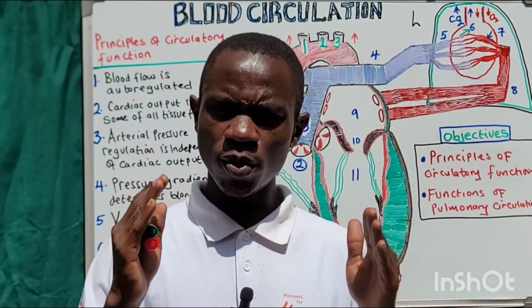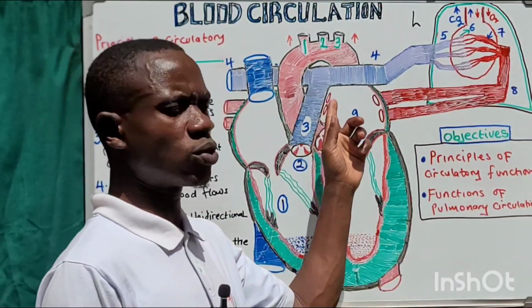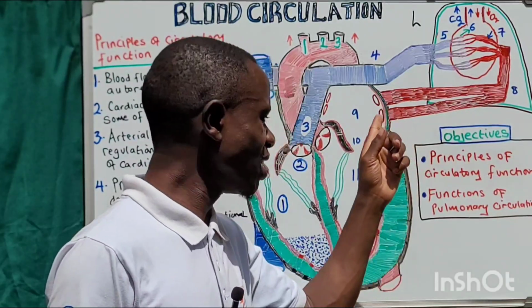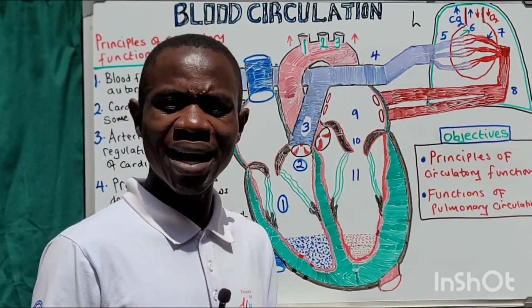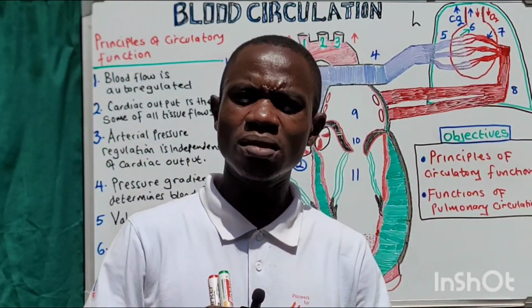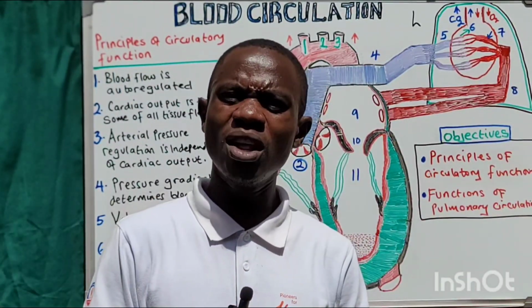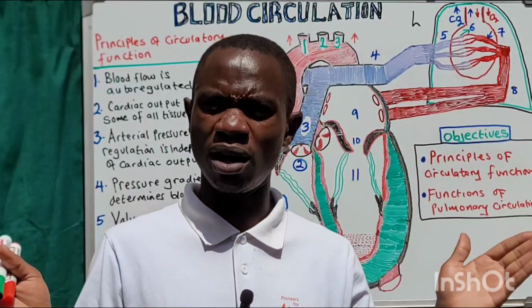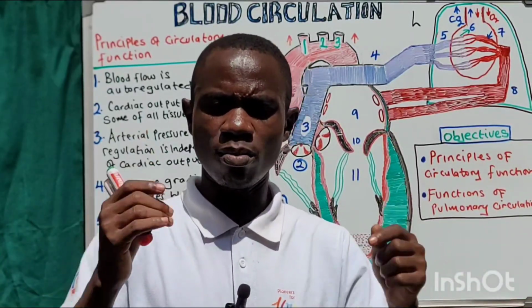A normal physiological process is that blood has to move from the heart to the tissues, and eventually from the tissues it has to come back to the heart. Blood itself does not move out. The nutrients are the ones which move out of the blood vessels, not the blood itself.